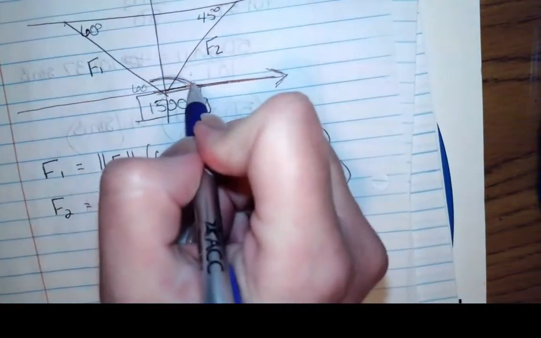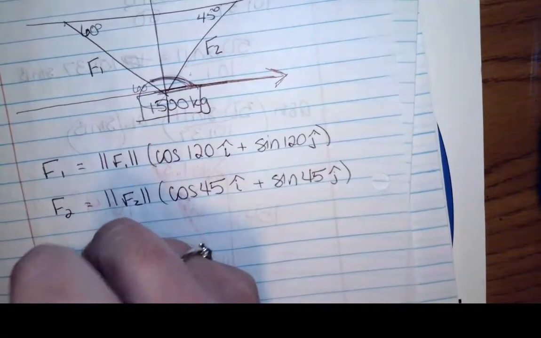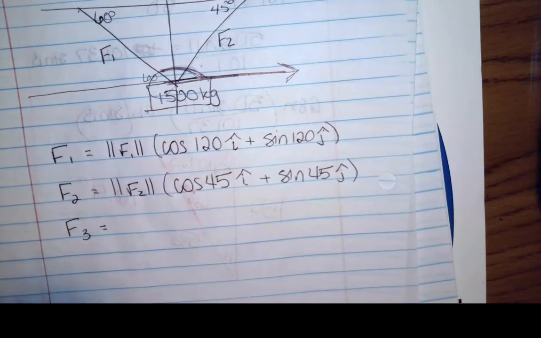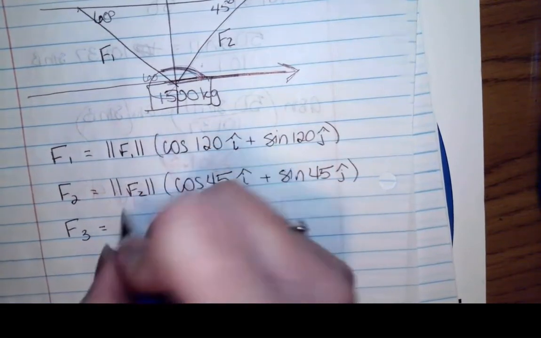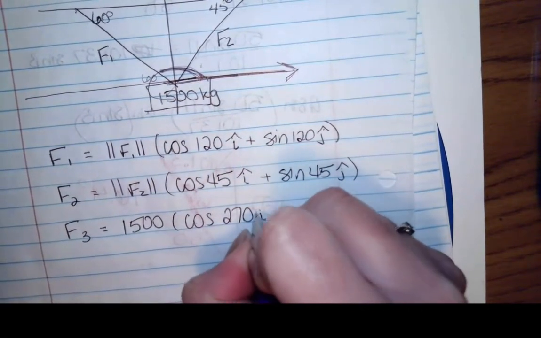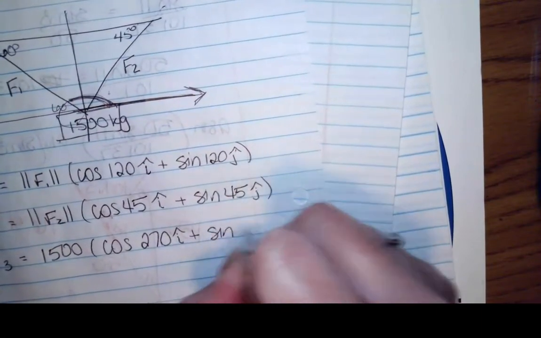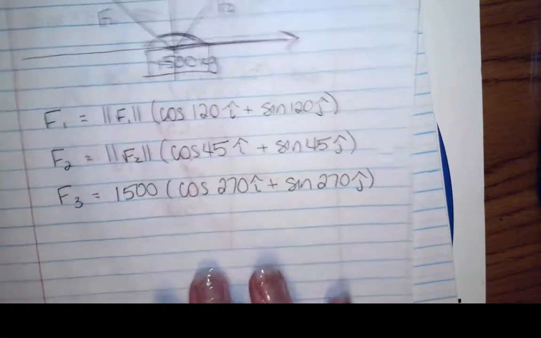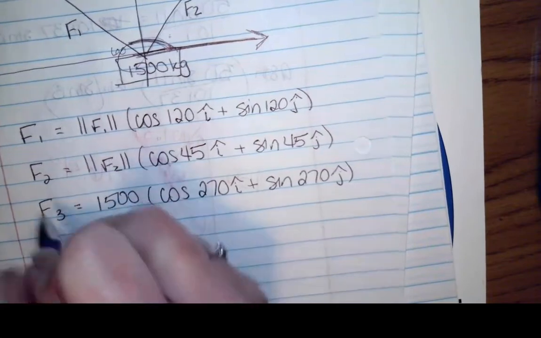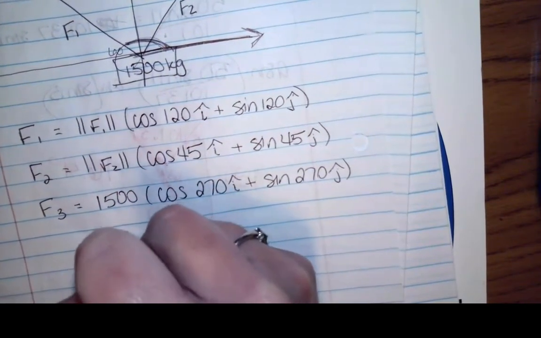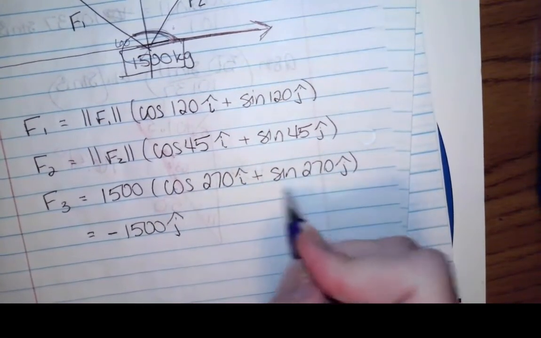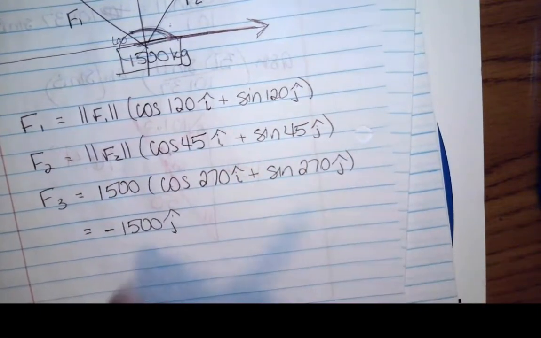Coming all the way through from the positive axis, force 3 is stationary, and the magnitude of force 3 is going to be 1,500 times the cosine of, we whipped through 270, plus the sine of 270 on J. The cosine of 270 is 0, and the sine of 270 is -1, which means force 3 is -1500 on J, because 1500 times -1J is -1500J.